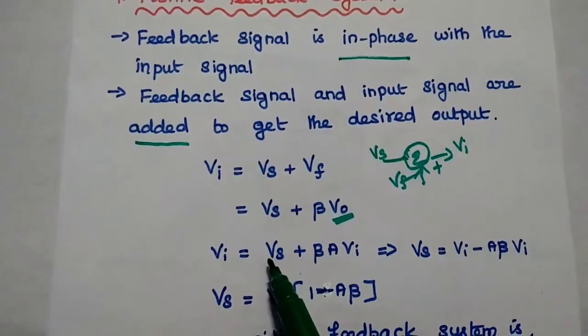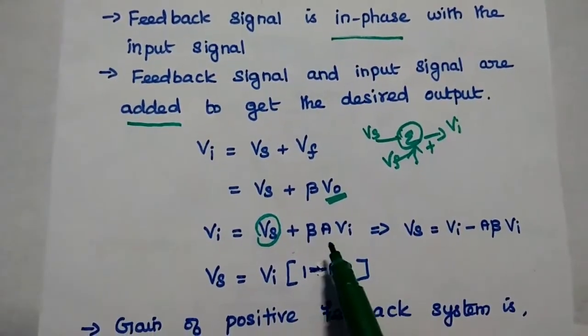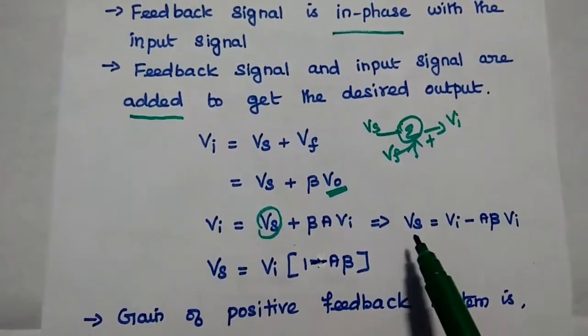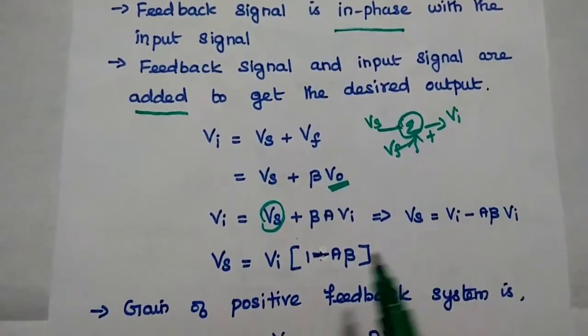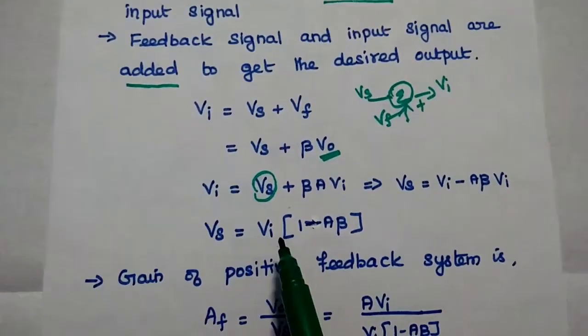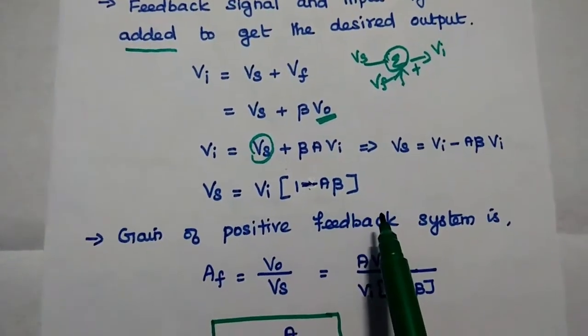We are going to find out the value of this Vs now. So keep that value here and move the remaining terms to this side. So Vs is equal to Vi minus A beta Vi. Vi is the common term. We can take it outside. Then the remaining terms are 1 minus A beta.